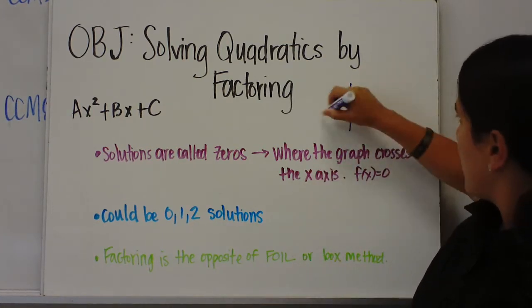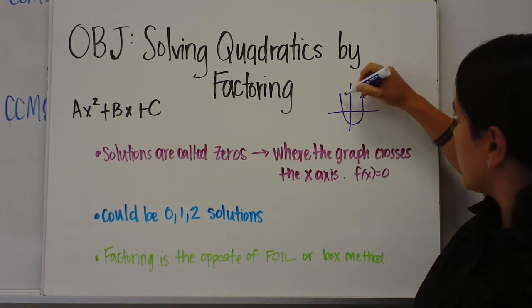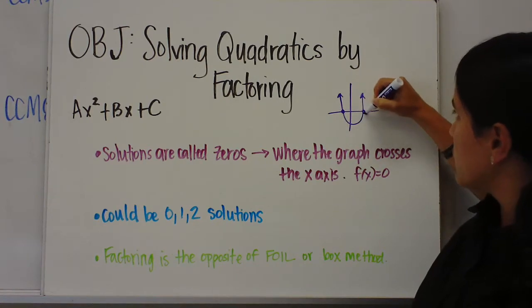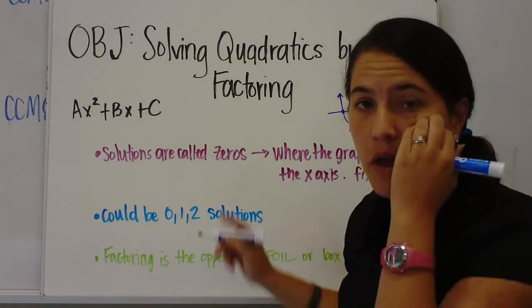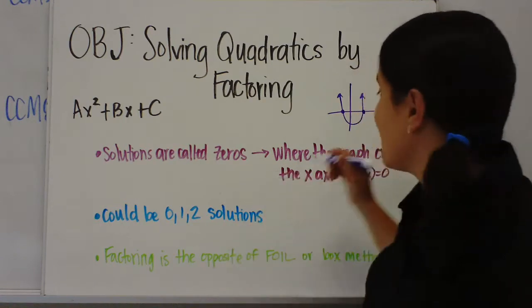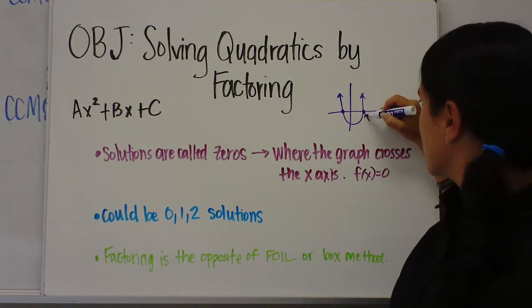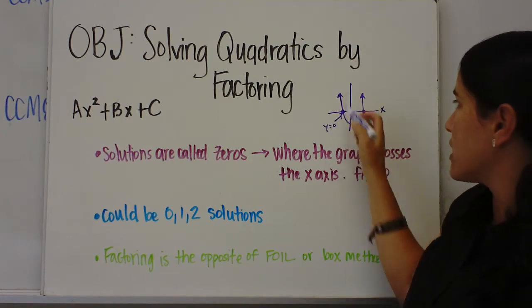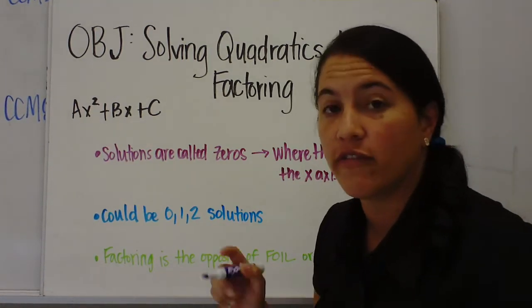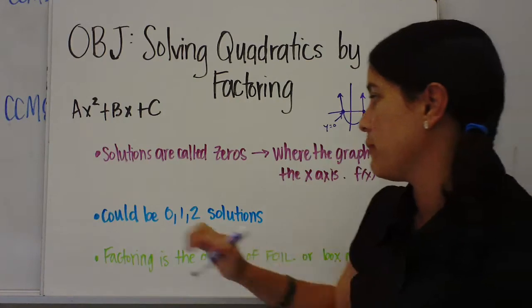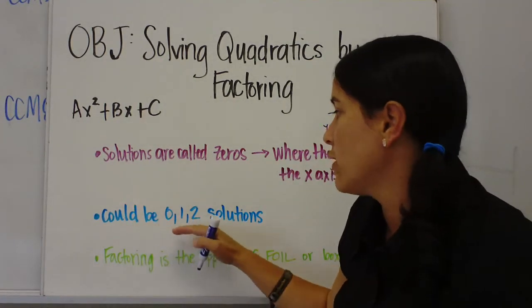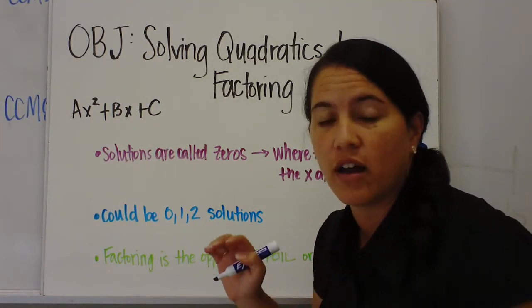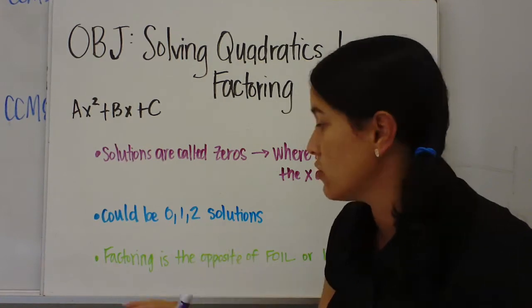So if you have a graph of a quadratic, those 2 points are the zeros because that's where it crosses the x-axis. And the y value would equal 0 because it doesn't go up or down. So the function itself is equal to 0. You could have 0, 1, or 2 solutions. So you might have 0 solutions, 1 solution, or 2 solutions.